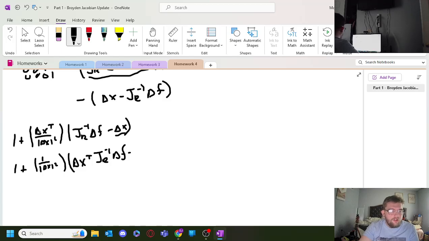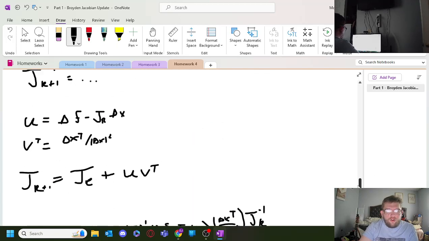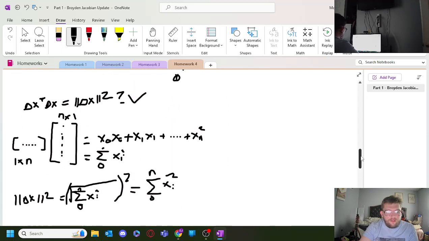Minus delta x transpose multiplied by the non-transpose version, and that gets us this term here, the delta x squared. Just like how we did earlier, right here.